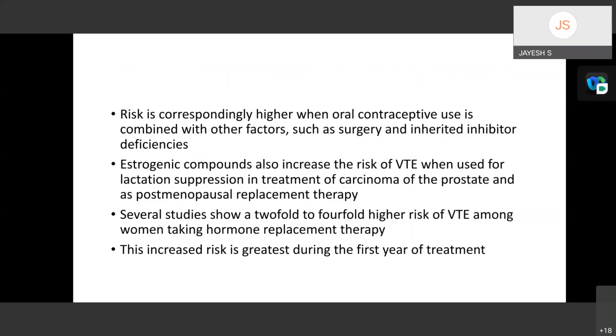The estrogen compounds increase the risk of venous thromboembolism when used for lactation suppression, in carcinoma of prostate, and as postmenopausal replacement therapy. There is a 2 to 4-fold higher risk of venous thromboembolism among women taking hormone replacement therapy. The increased risk is during the first year of hormone replacement therapy.